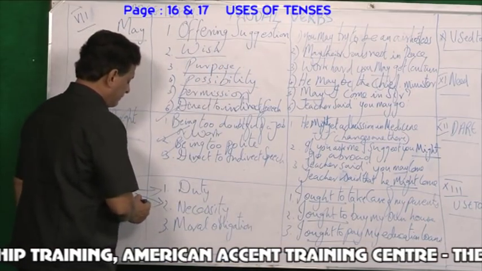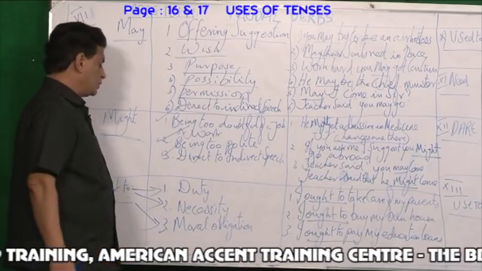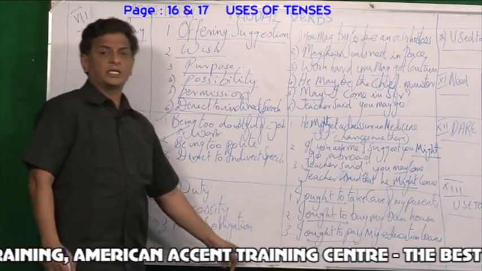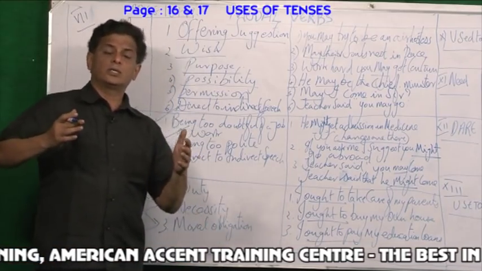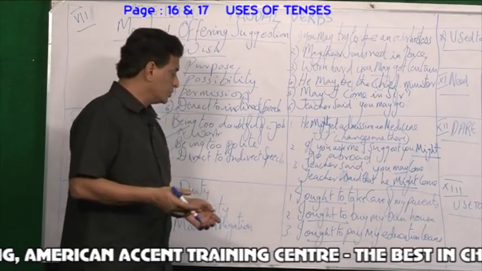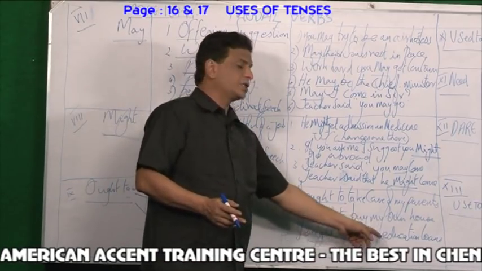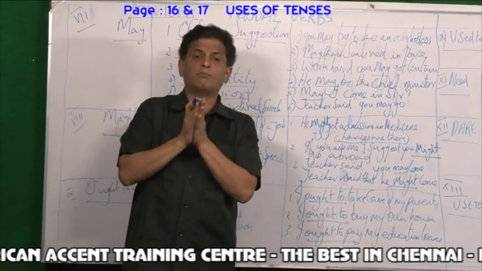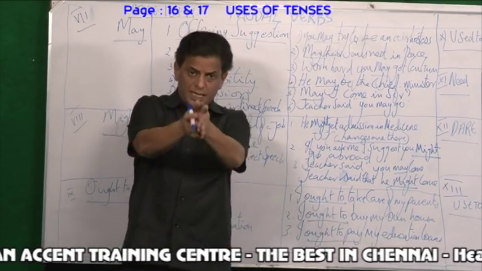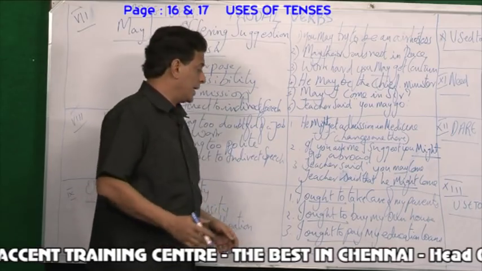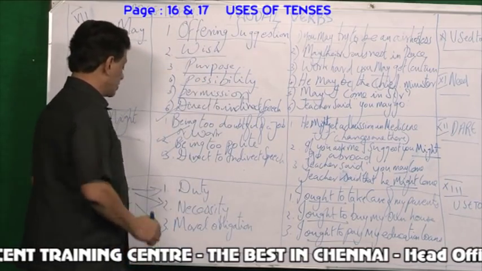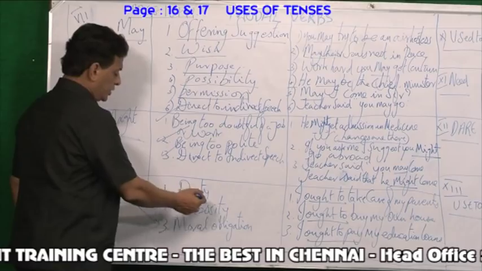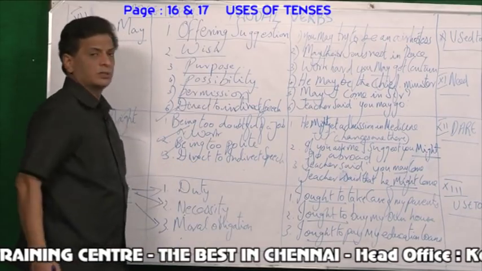It's a necessity. The third place of ought to is moral obligation. It is your social obligation which you should do. I ought to pay my education loans. You have borrowed money from the bank. It is your humble duty to pay back the money to the government or to the bank. So this is moral obligation. Ought to is used in 3 places: duty, necessity and moral obligation.